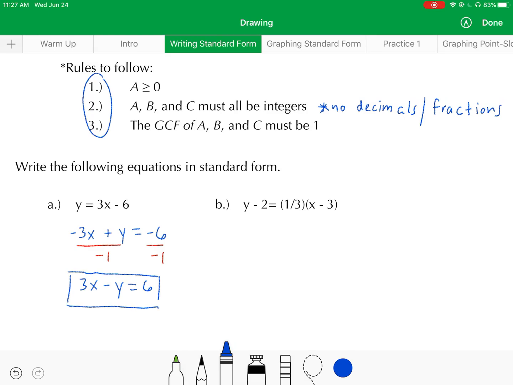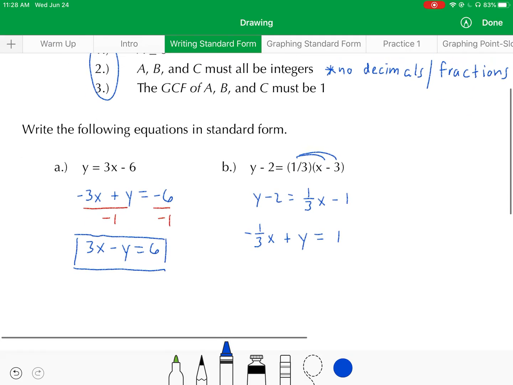Okay. All right, next equation. If I want to put this into standard form, I'll begin by distributing the 1/3 here. And I'm going to move my 1/3 x over to the left, and I'm also going to move the 2 over to the right. So that's going to take me to negative 1/3 x plus y equals 1.